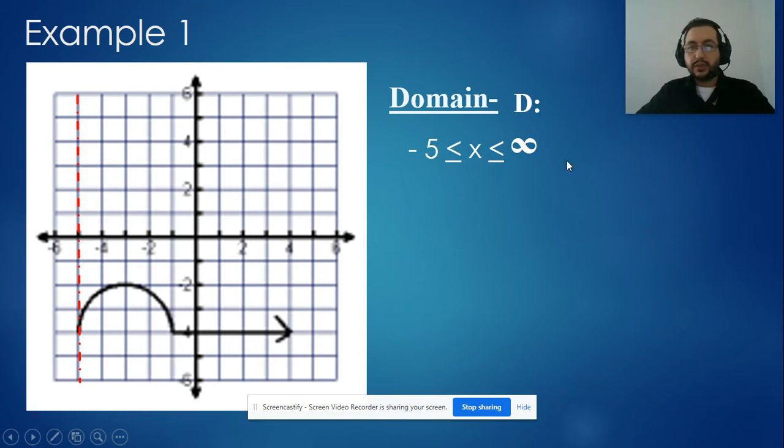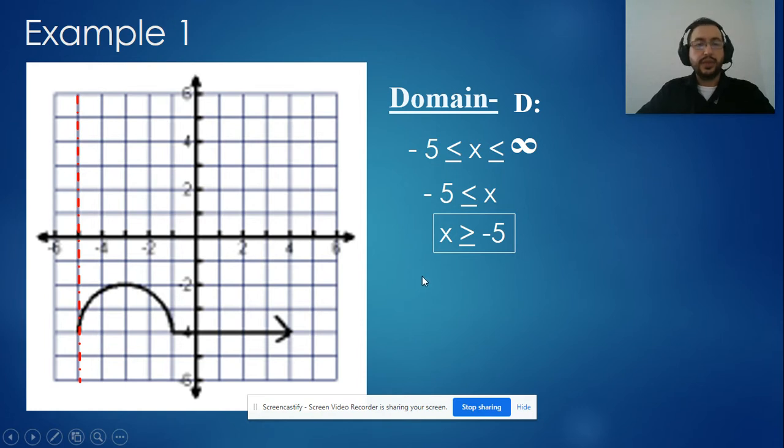This is the explicit way to write it, but we're gonna simplify this. We're gonna drop or remove the infinity part. So it's gonna be -5 less or equal to x, and then we can write it with the variable first. That's the best practice to write it. So it will be x greater or equal to -5, and that will be my domain.